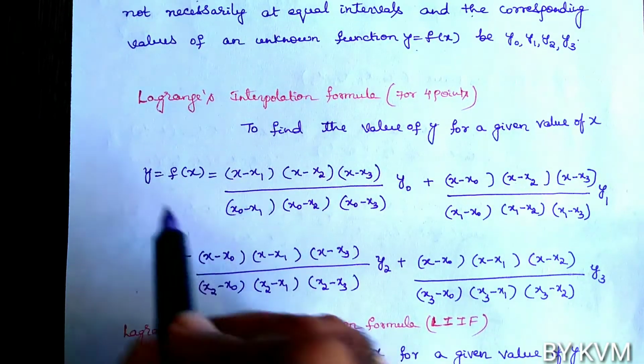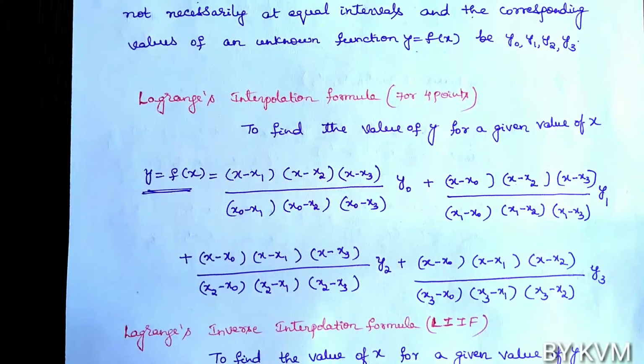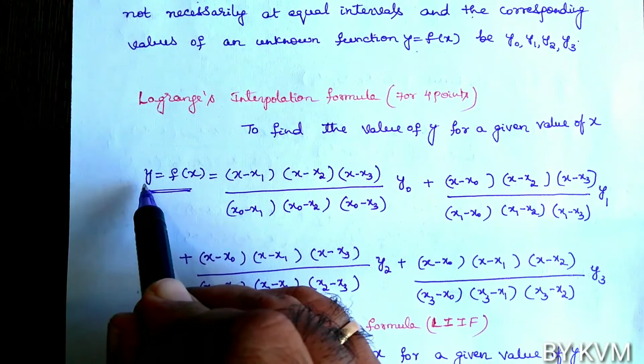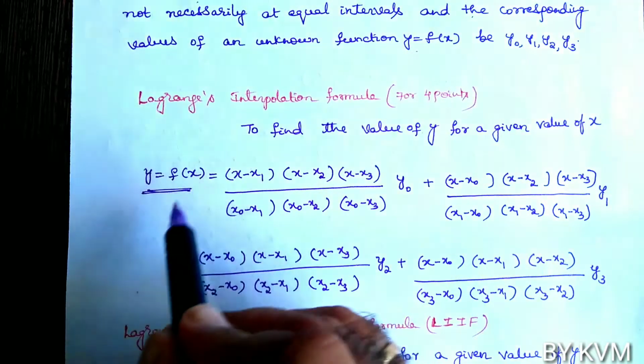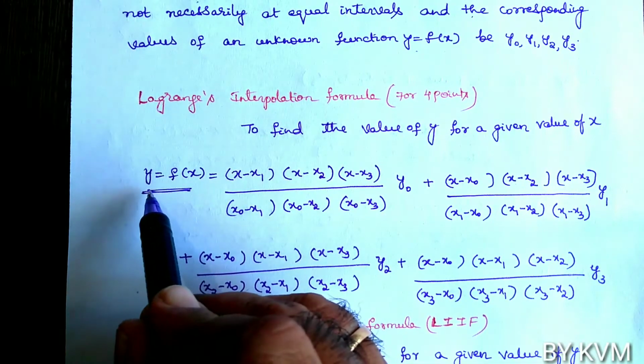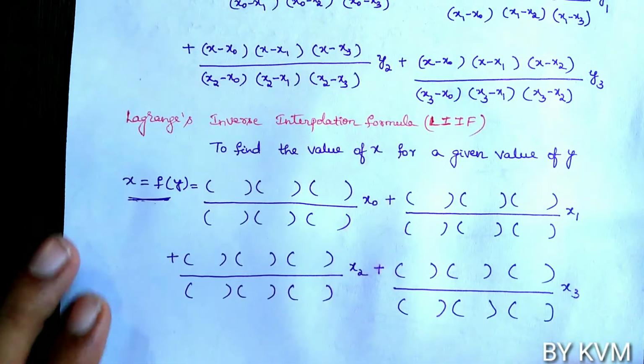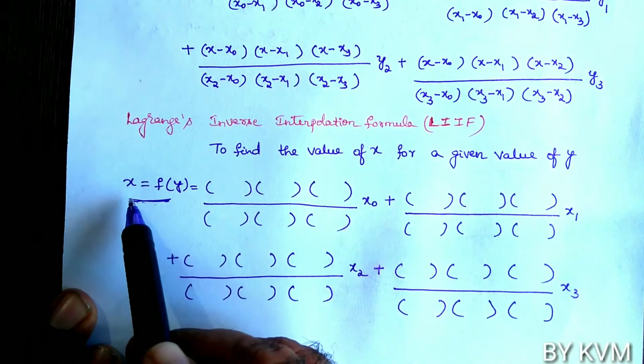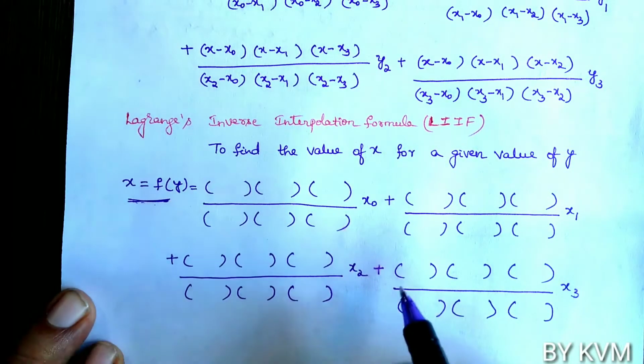In Lagrange's interpolation formula, it is y equals f of x. X is the independent variable, y is the dependent variable. And in Lagrange's inverse interpolation formula, y is the independent variable, x is the dependent variable.